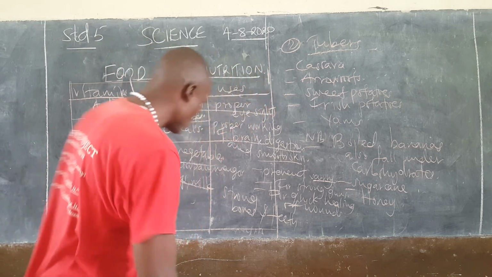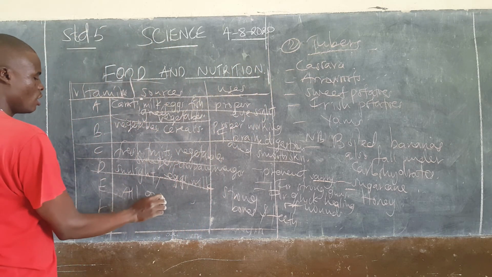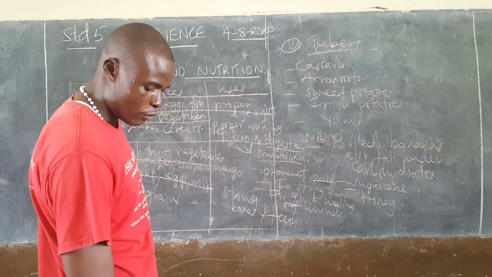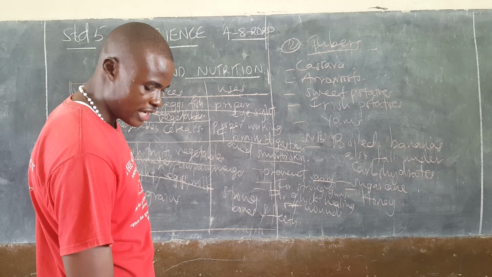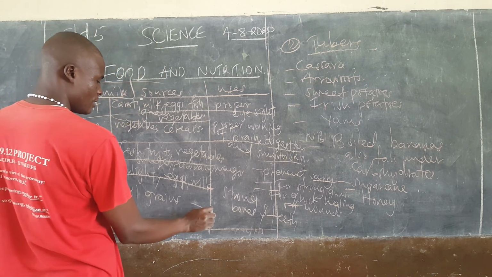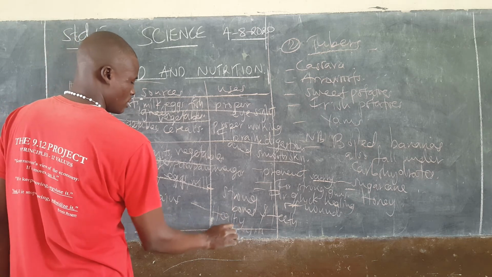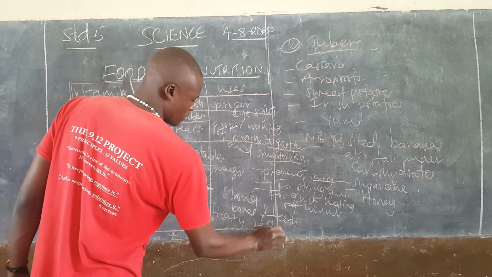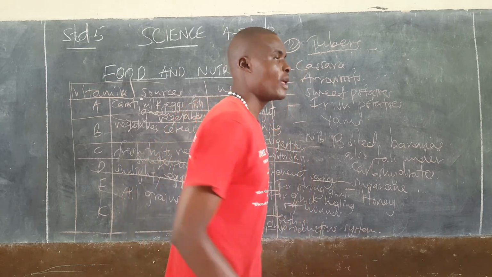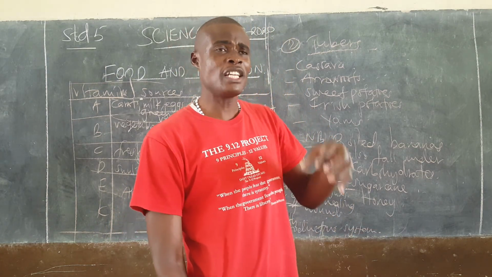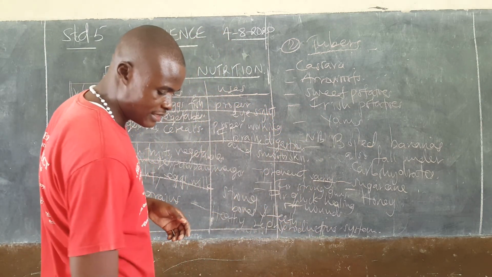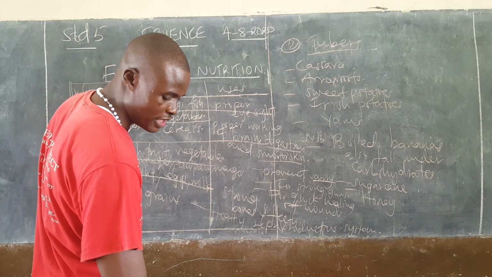And then for vitamin E, these are all grains. All grains are sources of vitamin E. And what do they do? They are for a healthy reproductive system. You know that all animals reproduce. So for your reproductive system to remain healthy, you need to eat a lot of grains. And then lastly is vitamin K, and its main sources are green vegetables and eggs.